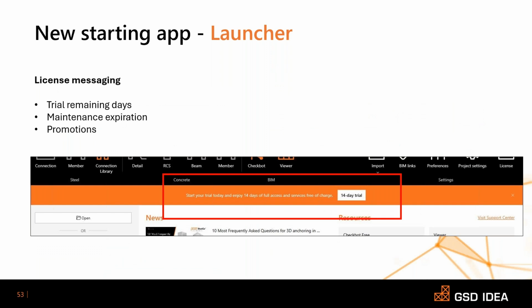On top of that, in the Launcher, you are notified by some interesting information that is really related to you, to your trial, to your maintenance, or if there are any promotions, which, by the way, there is one right now. So you will find a notification in your version 25. I'll be mentioning the promotion once again a few minutes later.